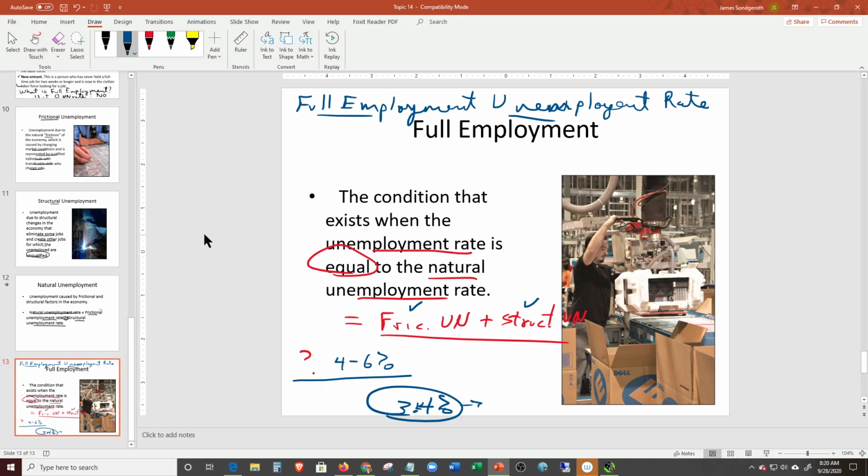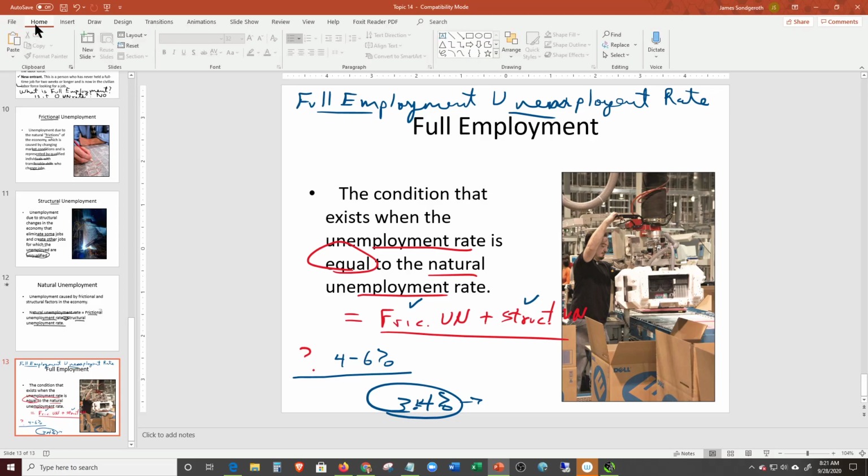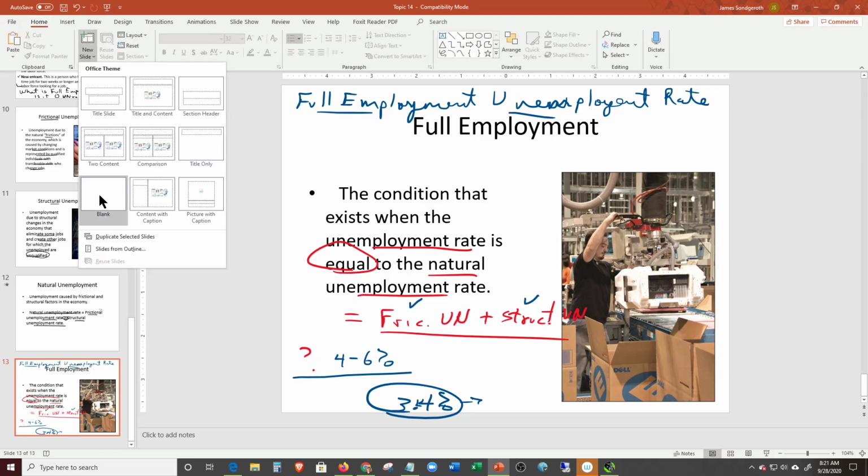So anyway, that is the last one. I want to say a few more things about this full employment unemployment rate, or the natural unemployment rate. There are several ways to think about this. Let me add something. Let's go to the home. Let's add a new slide.